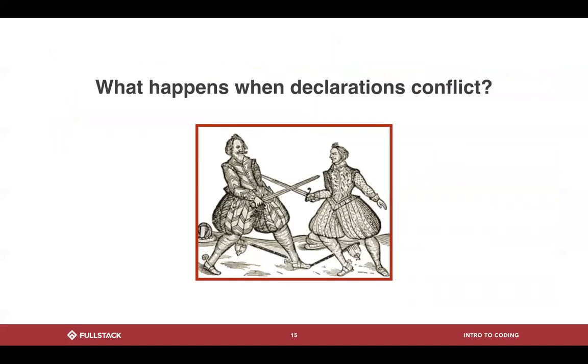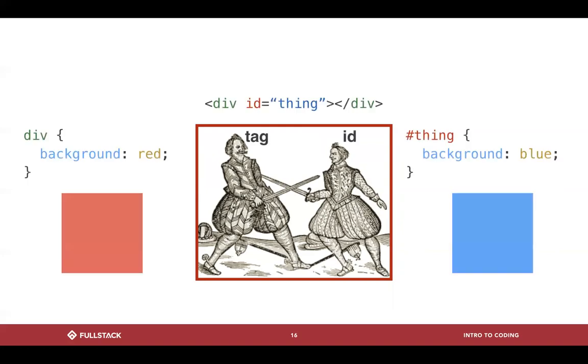So they're talking about what happens when 2 declarations conflict. Let's say that you have 2 declarations within the same style sheet, so they're not going to overwrite each other. These are in the same style sheet, but you have this div with an ID of thing, right? And on the style sheet, you have a rule that says all divs have to have a background of red. And then somewhere else on the style sheet, you have a rule that says any elements with an ID of thing have to have a background of blue.